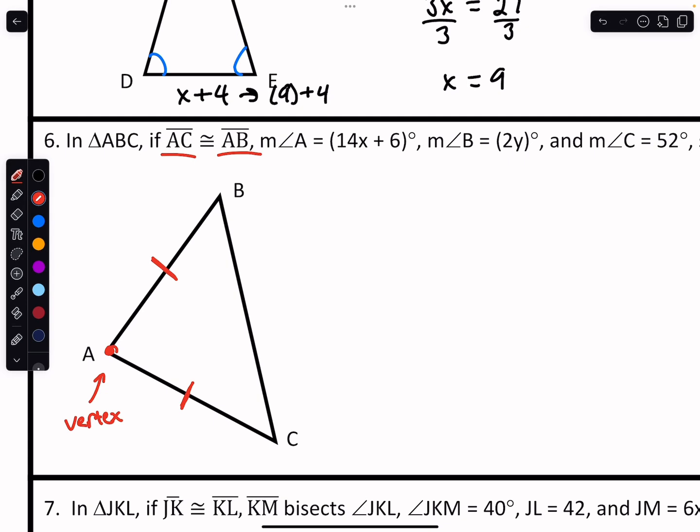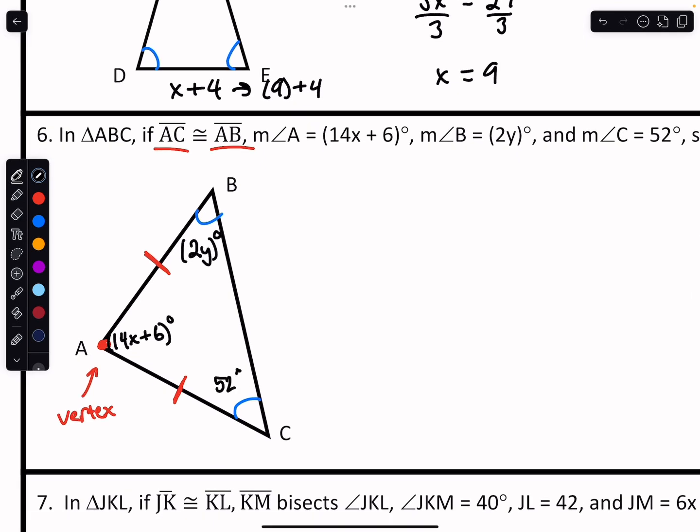They want you to find the value of x and y. And notice that x and y are inside angle measures. So we're going to be using all our knowledge about angles for this problem. A is 14x plus 6. Angle B is 2y. And angle C is 52.